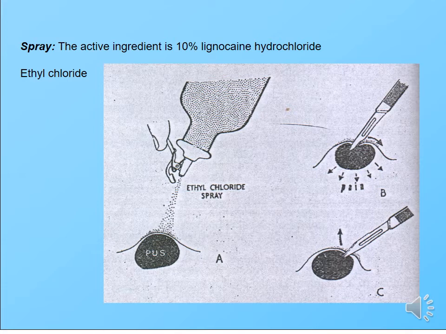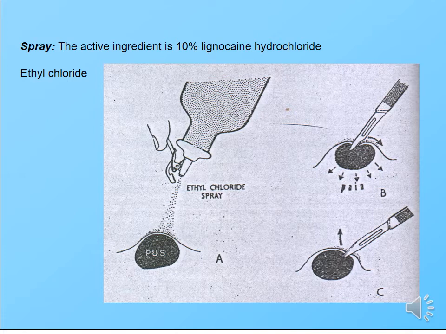The first one is spray. The active ingredient is 10% lignocaine hydrochloride. This is a local anesthetic drug used for simple procedures on the skin, like removal of suture or one-stitch suturing, or when we have pus and need to drain the pus.